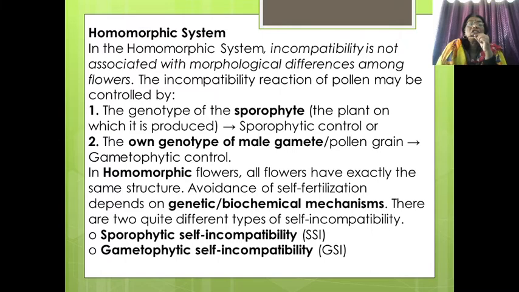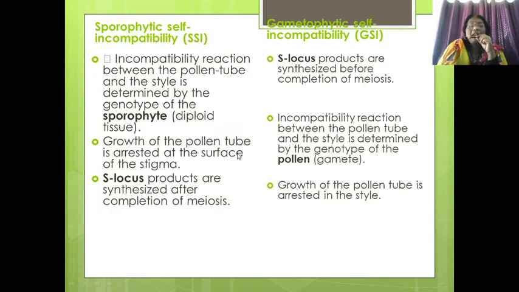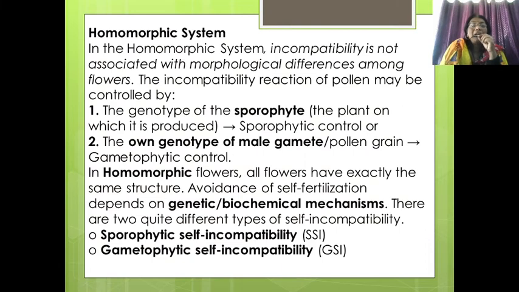In this homomorphic system, incompatibility is not associated with morphological differences among flowers. The incompatibility reaction of pollen may be controlled by, first, the genotype of the sporophyte, that is the plant on which it is produced, and it is coming under the sporophytic control. And second, the own genotype of the male gamete, that is nothing but the pollen grain, and therefore it is termed a gametophytic control. In homomorphic flowers, all flowers have exactly the same structure.